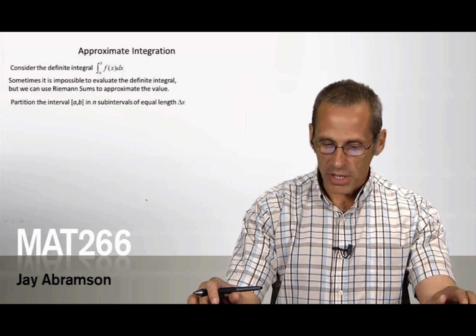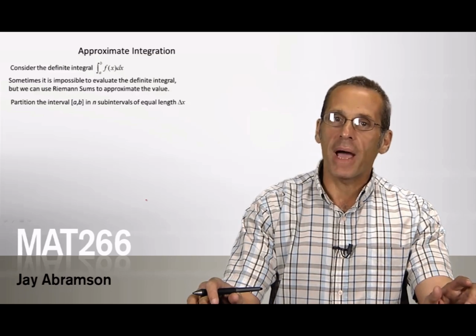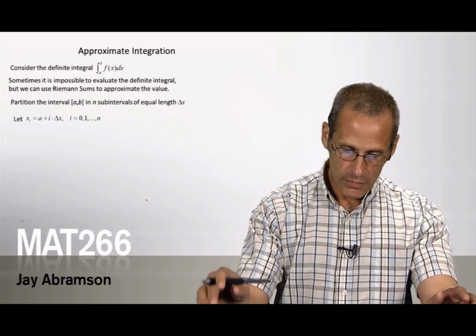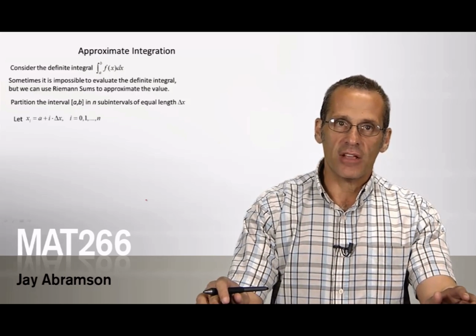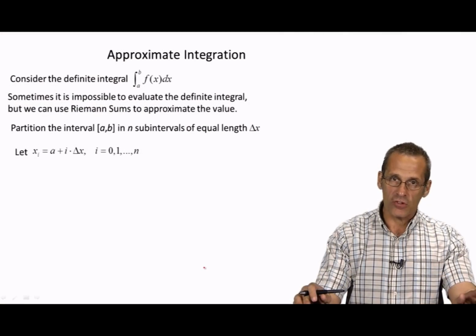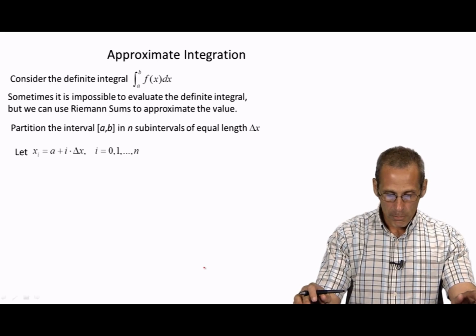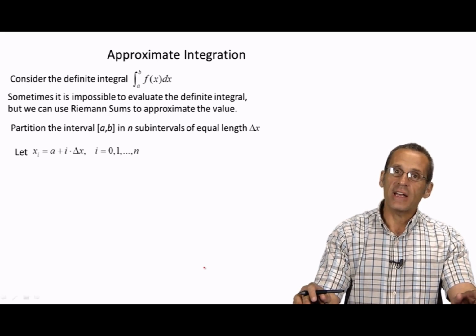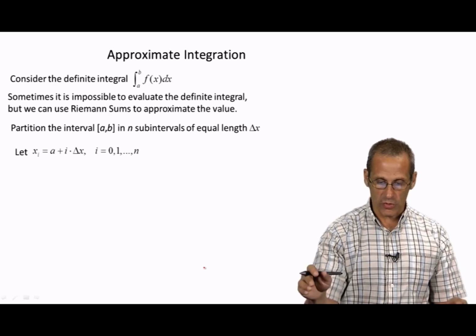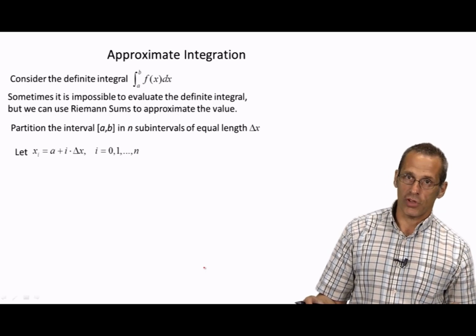We begin by partitioning this interval, a to b, into n subintervals of equal length delta x. Well, delta x is b minus a over n. We choose a notation, let x sub i be equal to a, which is the left side of the interval, plus i delta x, where i is equal to 0, 1, 2, 3 out to n.